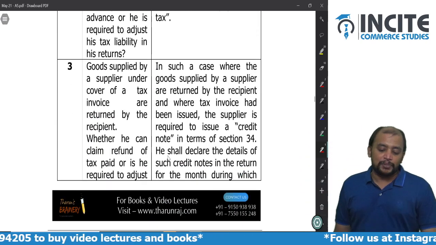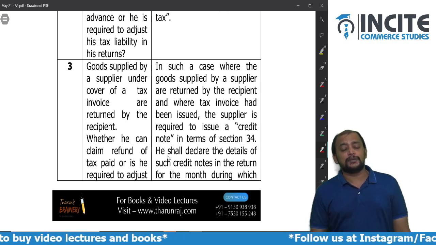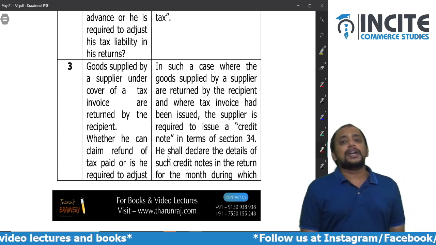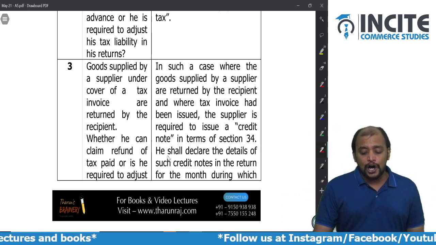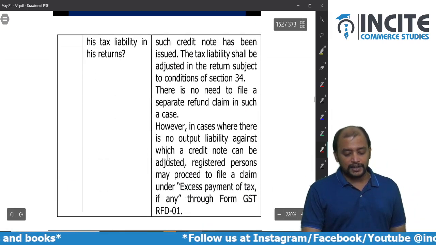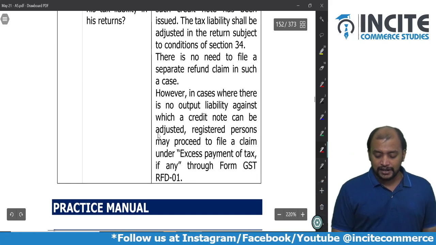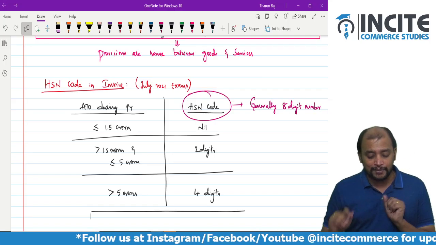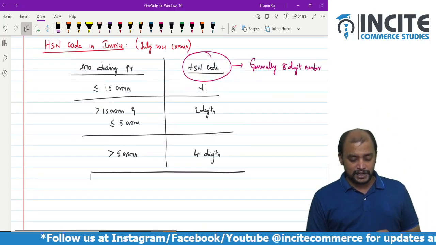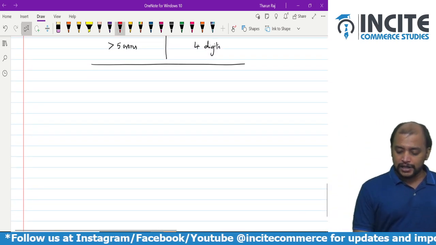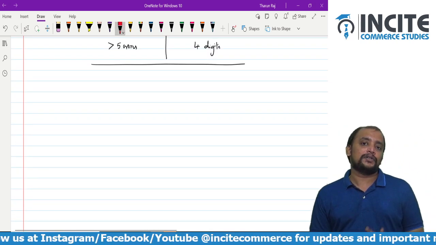Goods supplied by a supplier under the cover of tax invoice are returned by the recipient. So either give a credit note or go for refund. So this information we will just document in a simple manner: credit note versus refund voucher.